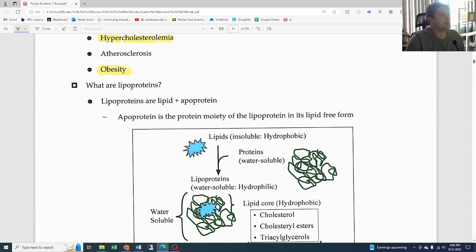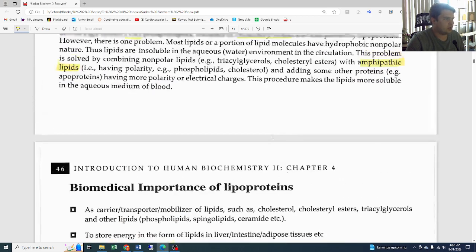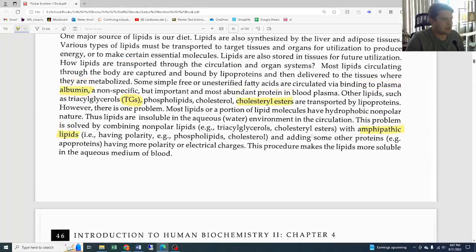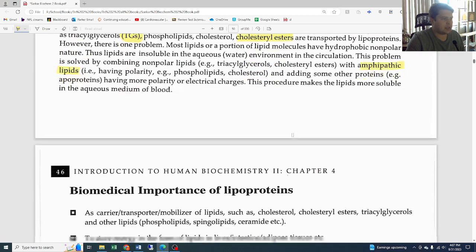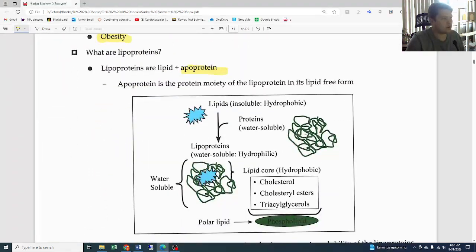So what are lipoproteins? Lipoproteins are lipid plus the apoprotein. Remember earlier we saw the definition of the apoprotein. The apoprotein is just additional regular proteins that are added to or joined with the lipids and the amphipathic lipids as well, in order to make them able to travel in the aqueous solution of the blood.